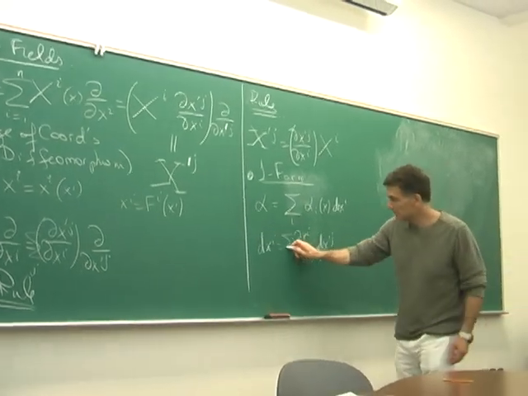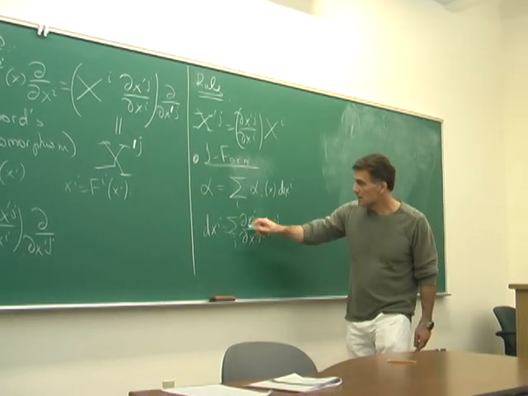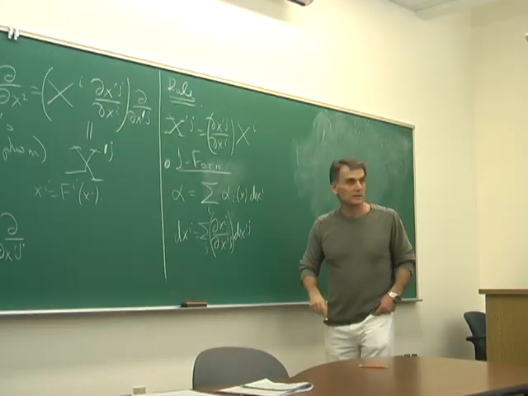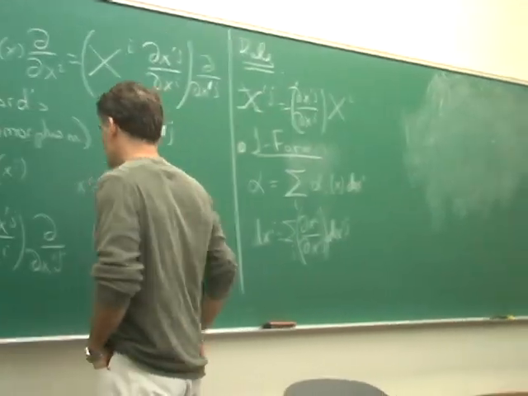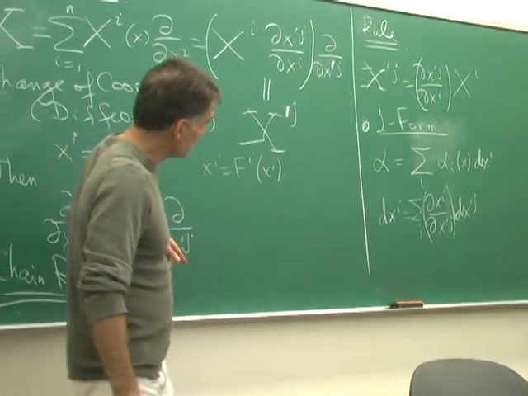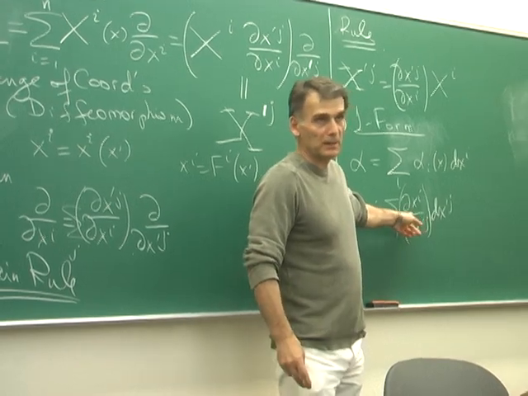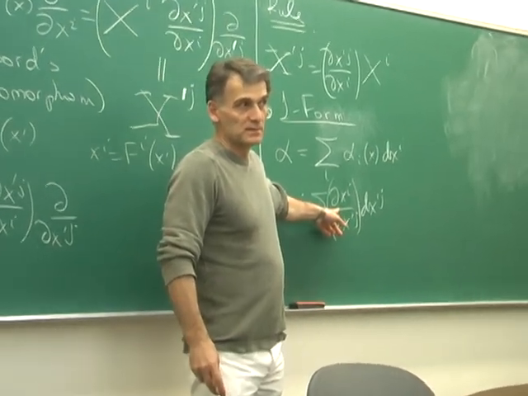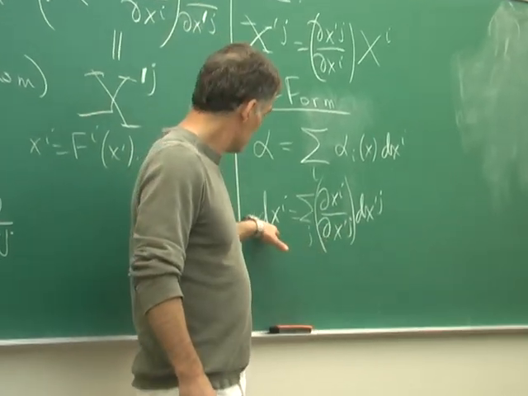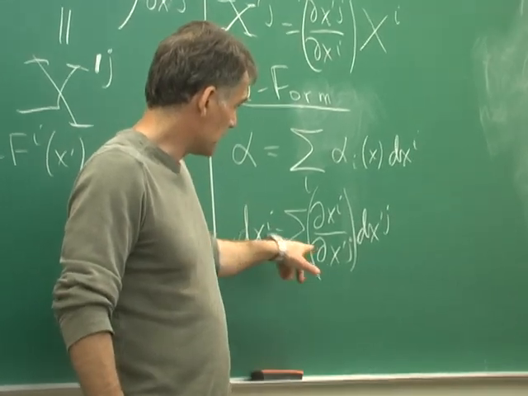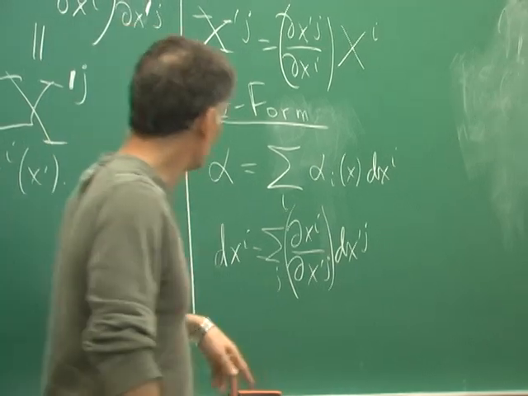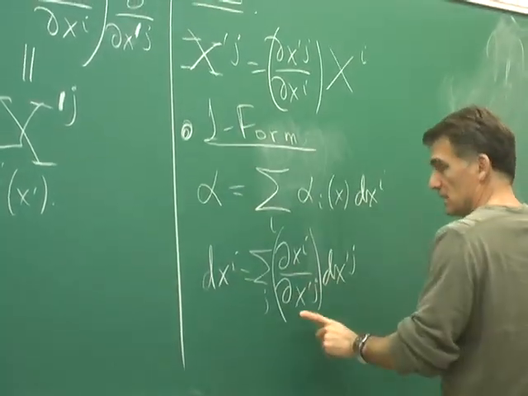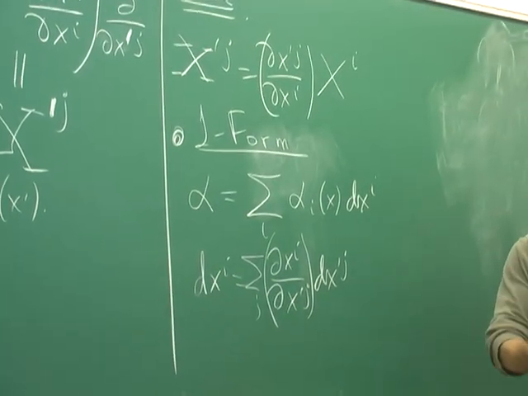Again, there is a sum over j. So here is that Jacobian matrix again. What's the difference between this and this? Well, this matrix is the inverse of that matrix. So the differential forms are transformed with the inverse of the Jacobian. If you call this df, then this will be df inverse.